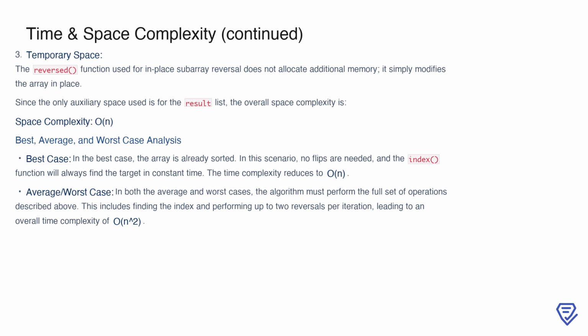Here, no flips are needed, and the index function consistently finds the target in constant time, reducing the time complexity to O(n). However, in the average and worst cases, the algorithm must execute the full set of operations, including index lookups and up to 2 reversals per iteration, resulting in the overall time complexity of O(n squared).